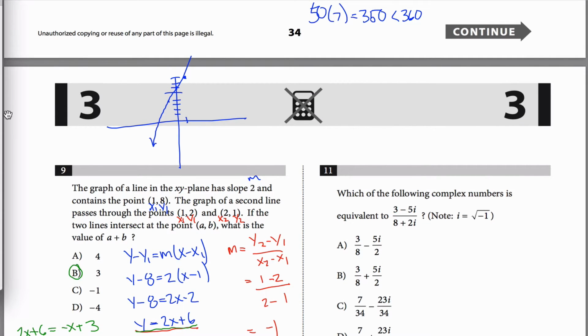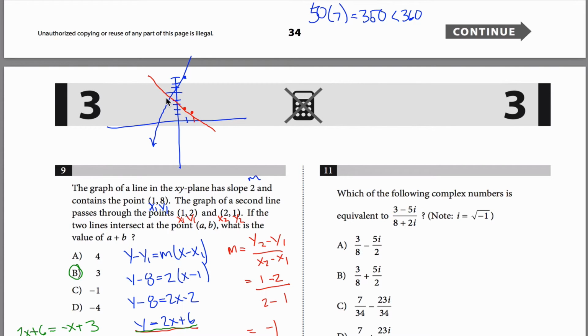What about my line in red? Well, my line in red goes through the points 1, 2, which is this point right here, and the point 2, 1, which is this point right here. So if I sketch that guy, I get something like this. I can't tell exactly where these lines intersect. Maybe you could if you drew it a little bit bigger and counted up a little bit more carefully.